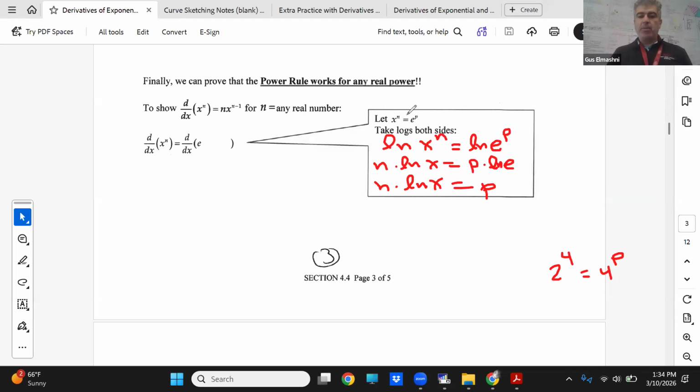So letting x to the n equal e to the p, who cares? Doesn't matter, right? It's not a big deal. So if I do that, remember p is n ln x, right? We know this. Now, if I do that derivative, what's the derivative of e to whatever, right? And I also have to do the derivative of the exponent itself.